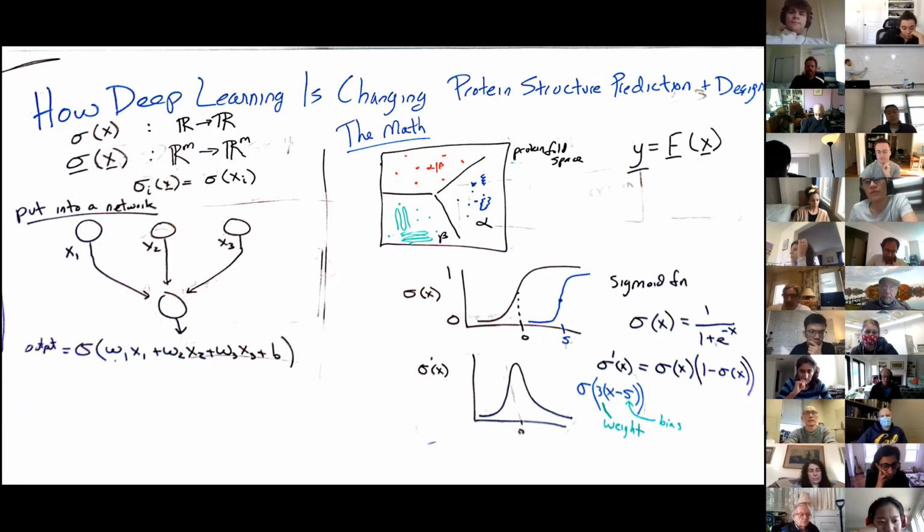All right, so this is my neuron. We're going to make a neural net, and we're going to have many of these neurons.